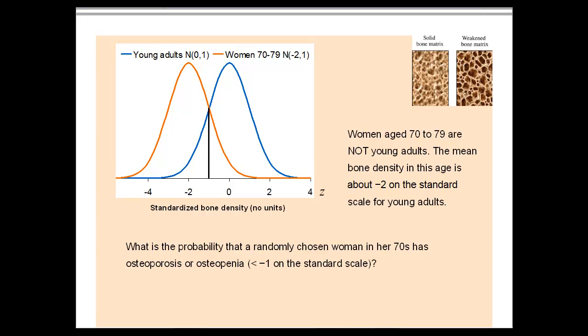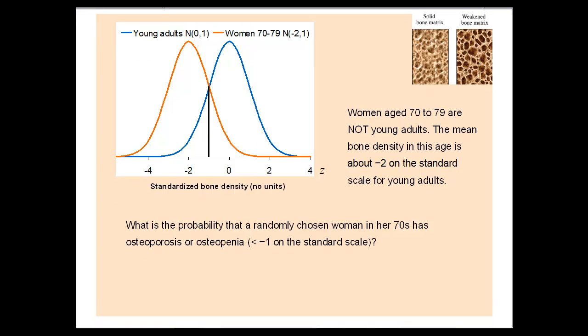So in this particular curve, we have 2 distributions that we're looking at. We're looking at women in the blue curve who are considered to be young adults. So the blue curve is young adults, and the orange curve are older women aged 70 to 79.